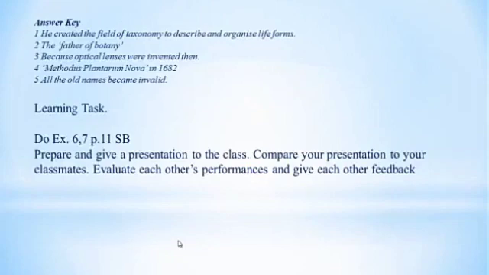Let's make a conclusion. Today we have talked about taxonomy, and we studied the linear system of classification. We studied this diagram, and we learned to identify and classify pre- and post-modifying noun structures. So your learning task is exercises 6 and 7 from your student's book. Prepare and give a presentation to the class. Children, the lesson is over. Goodbye.